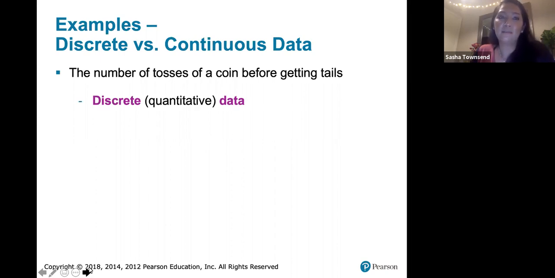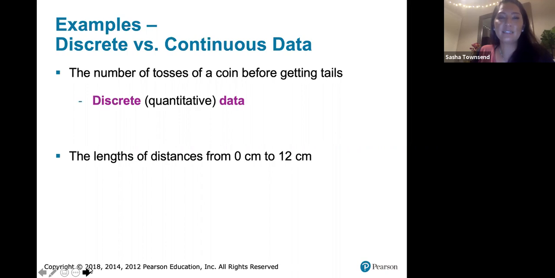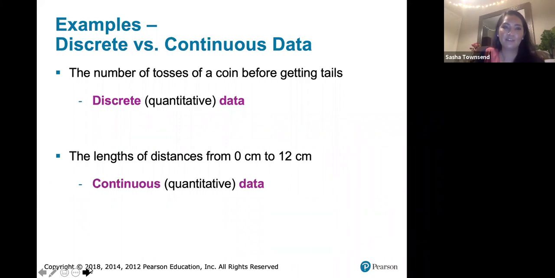Also, whenever we talk about numbers of people who believe a certain thing, that's discrete data as well, because we can't have half a person. We can't have a part of a person. You either have a whole person there or you don't. So that's discrete data. Continuous data, again, extends over a range of values. So let's look at this next example. It says the lengths of distances from 0 centimeters to 12 centimeters. Well, there are lots of distances between 0 and 12 centimeters. There are infinitely many possibilities between 0 and 12. So that is continuous quantitative data.